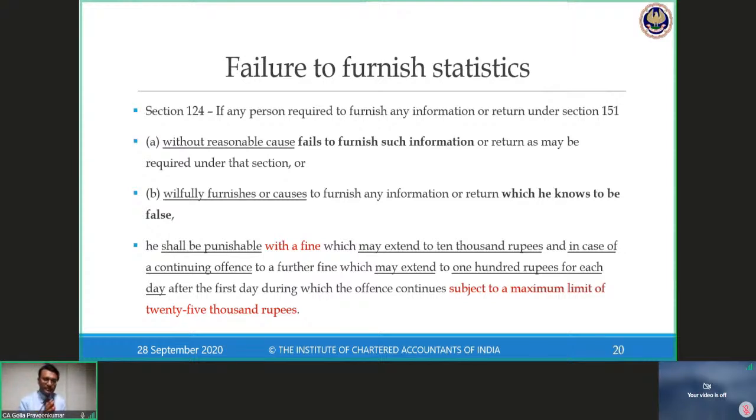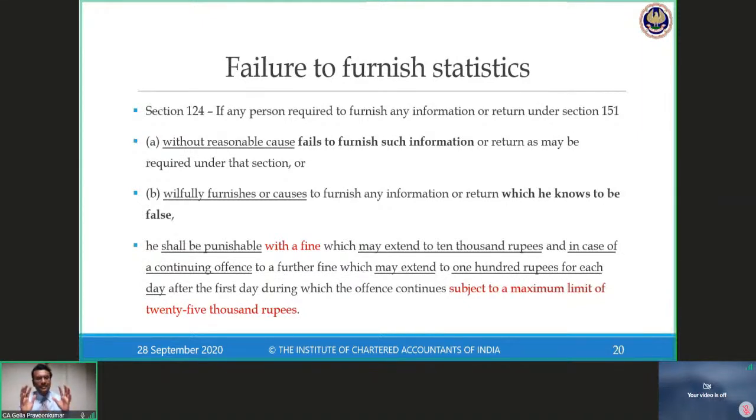So here, if any person required to furnish information under section 150, information written, or section 151, statistical data, required to furnish under that section, willfully furnishes any information or written which he knows to be false, or there was information which is given wrong, or he has not given that information, then there is a penalty extending to rupees 10,000 and, in case of a continuing offence, a further 100 rupees per day, maximum of 25,000.